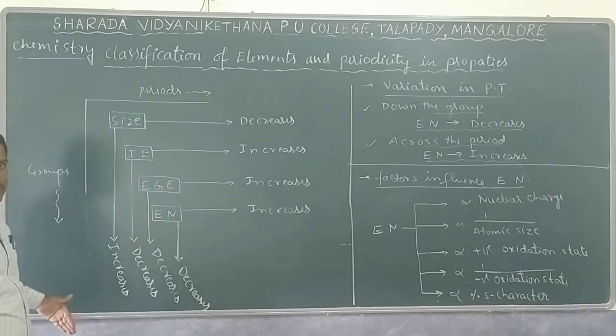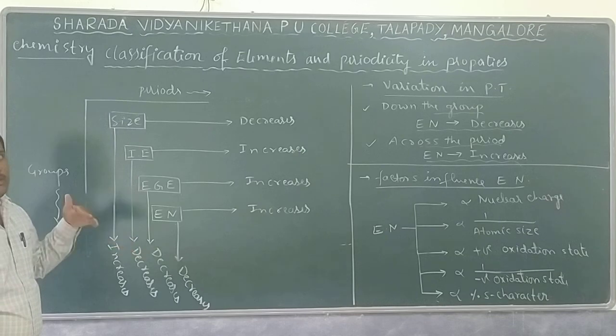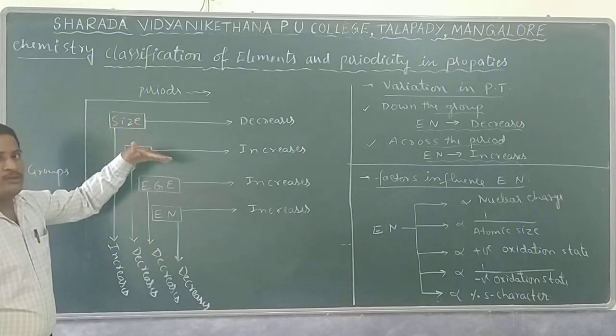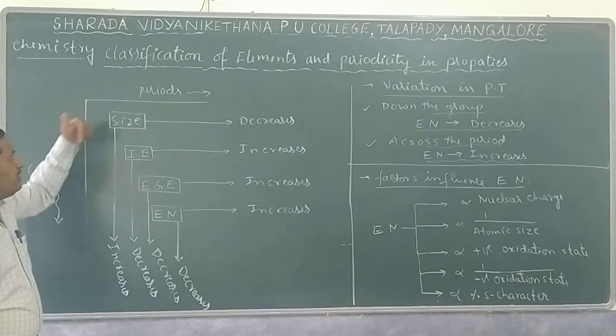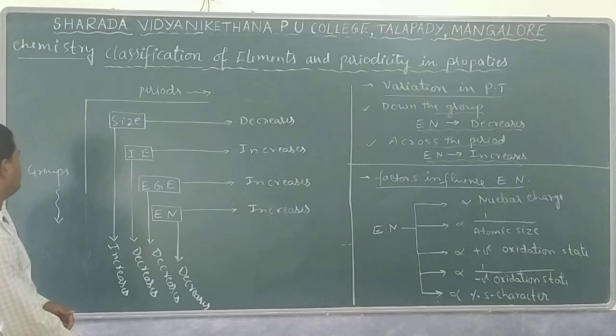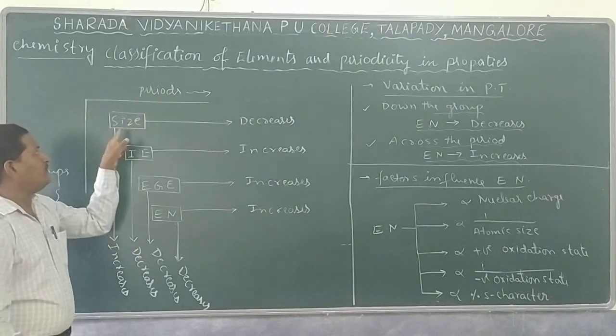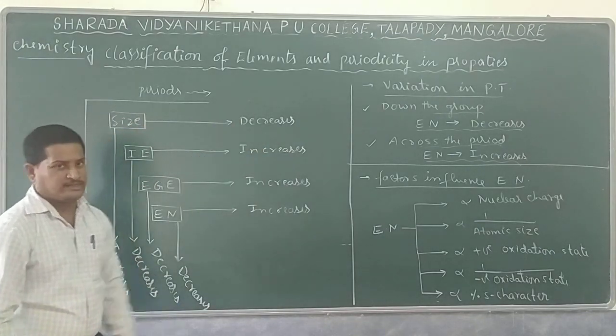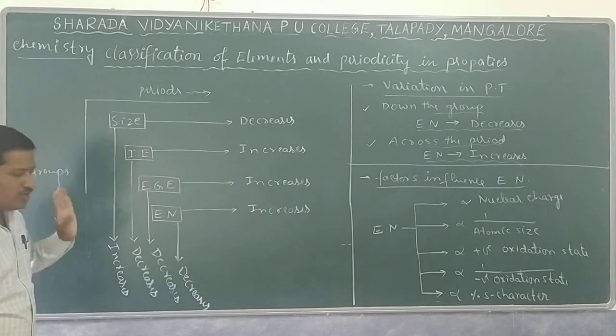This is called a group. Horizontal rows are called periods, and vertical columns are called groups. So here it is observed that there are periods as well as groups. Across the period, size decreases, whereas down the group size goes on increasing.